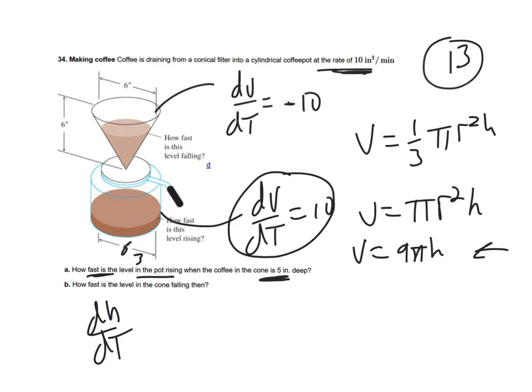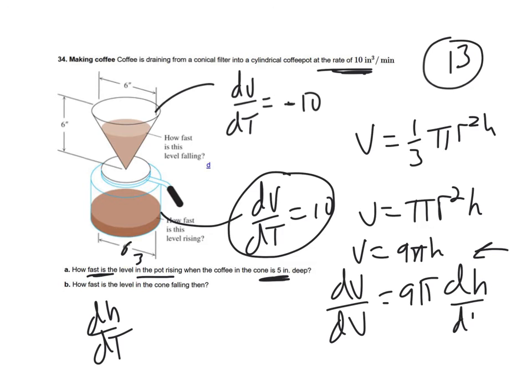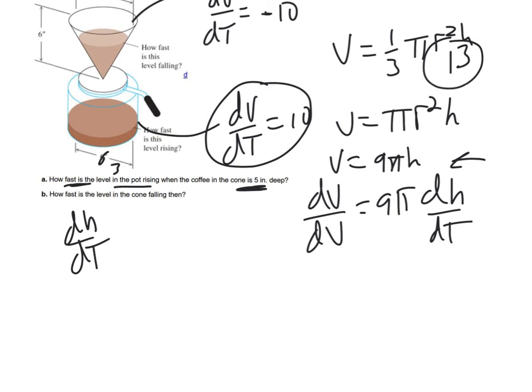We take the derivative of this, h isn't going to matter. So that's the cool thing about it. So let's take the derivative. dV/dt equals 9 pi times the derivative of a linear function, which is just the 9 pi in this case, and then we've got dh/dt, and that's what we're looking for. So what do I know? I know that dV/dt is 10. So 10 equals 9 pi dh/dt.